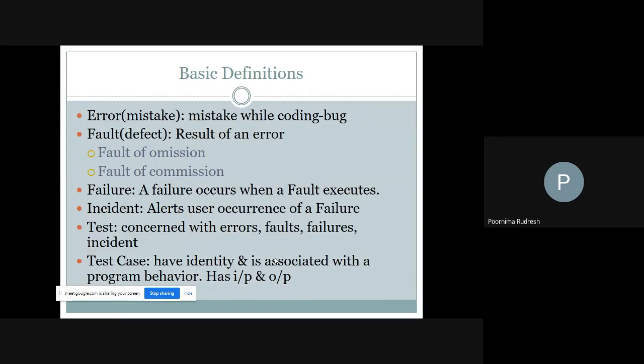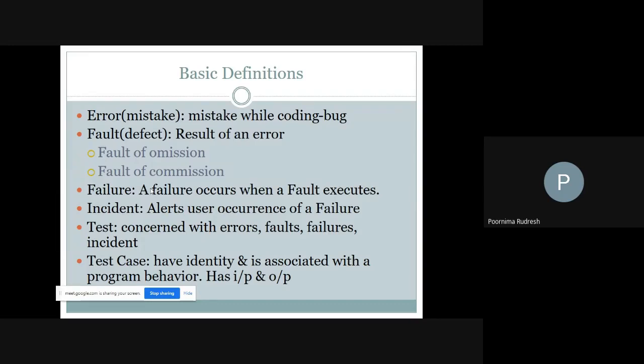Whether it is a fault of omission or a fault of commission, when you are executing such code, obviously failure occurs, right? Then what is a failure? A failure occurs when a fault executes. If you have wrongly written the header file name, then while executing the program it results in an error, or a failure of the execution of that program. So failure is nothing but the result which occurs when a fault executes.